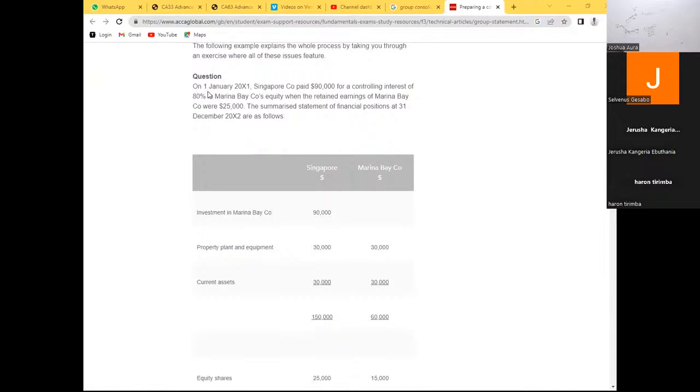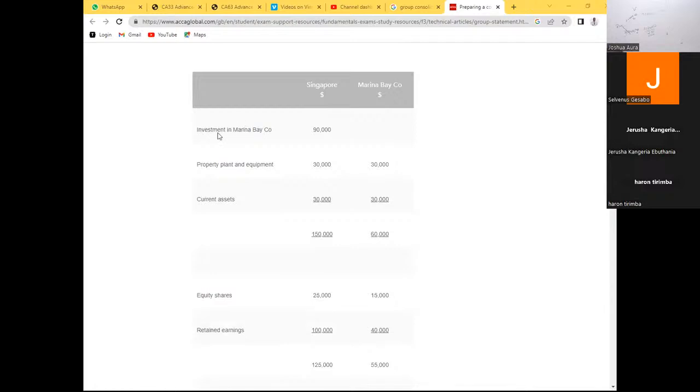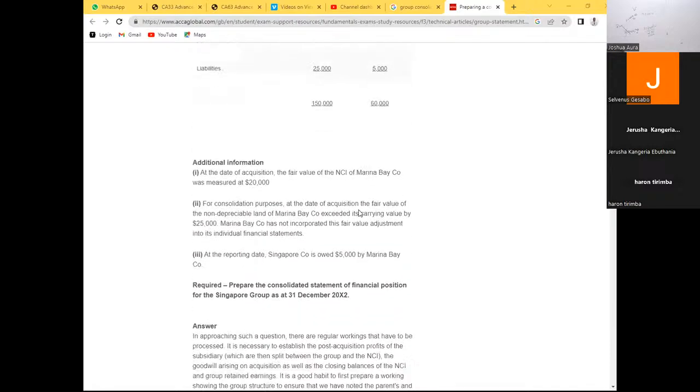It reads: on 1st January 2021, Singapore Company paid $90,000 for a controlling interest of 80% in Marina Bay Company's equity when the retained earnings of Marina Bay Company was $25,000. The summarized statements of financial position as at 31st December 2022 are as follows. They have given us the investment in Marina Bay, $90,000, property, plant, and equipment, current assets, equity shares, etc. At the date of acquisition, the fair value of the NCI of Marina Bay Company was measured at $20,000.